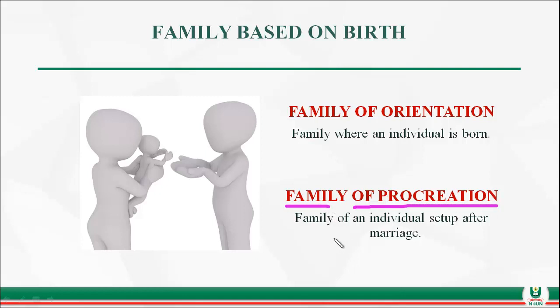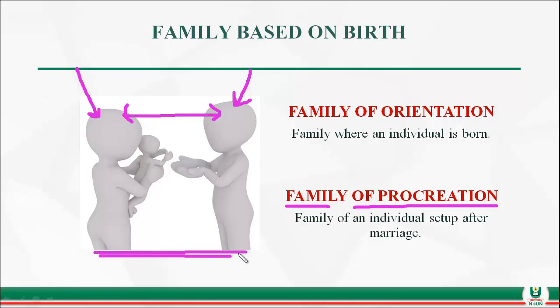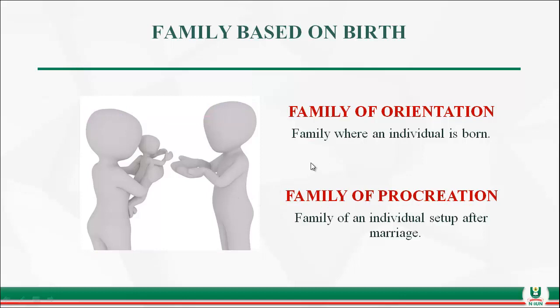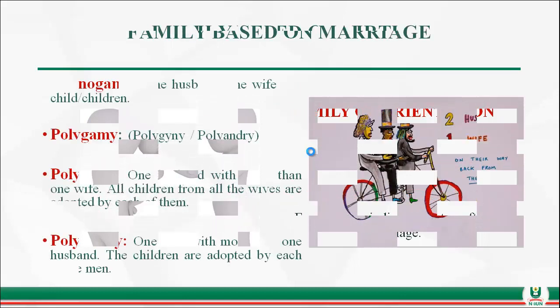All right, but then we have another type of family called the family of procreation. This type of family is a family that an individual sets up after marriage. For instance, the man here and this woman came together, they got married, all right, so they have now set up their family. This is a new family, it is a fresh one, so it is called a family of procreation. Okay, it is set up immediately after marriage.